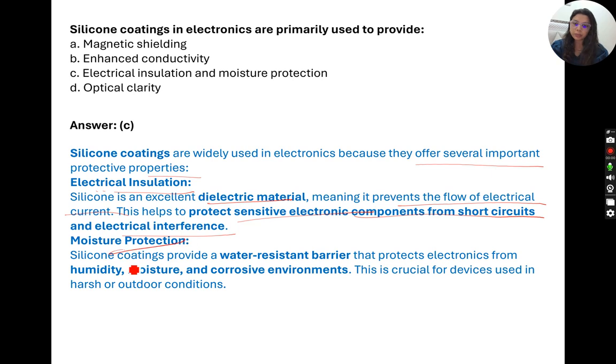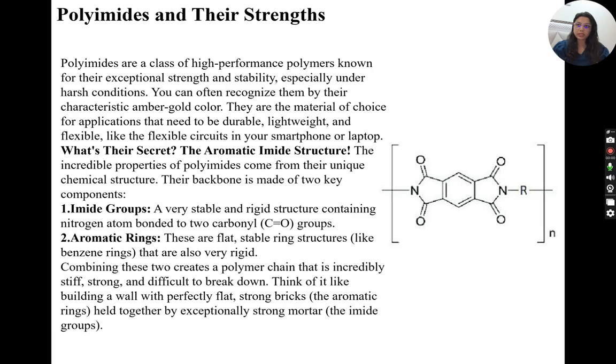Moisture protection is another one, because silicone coating provides a water resistant barrier that protects electronics from humidity, moisture, and corrosive environments. This is crucial for devices used in harsh or outdoor conditions. So that's why silicone coatings in electronics are primarily used to provide electrical insulation and moisture protection. I hope this question is clear. So let's move forward with the next.